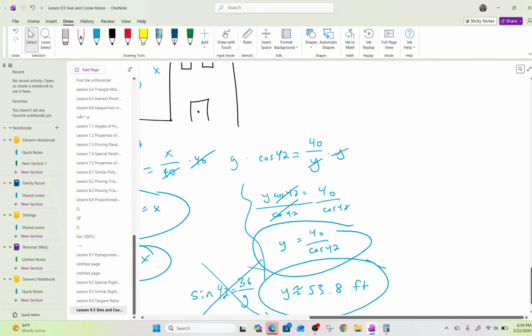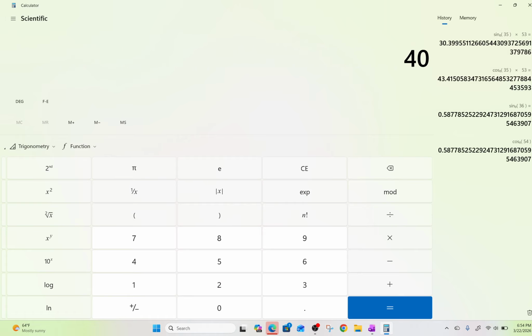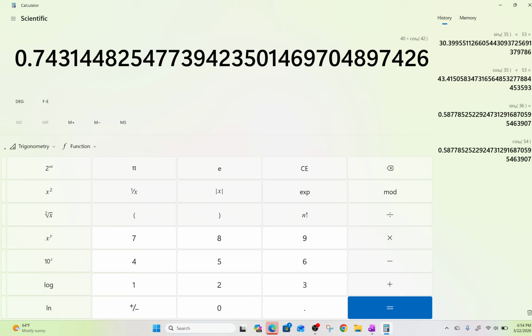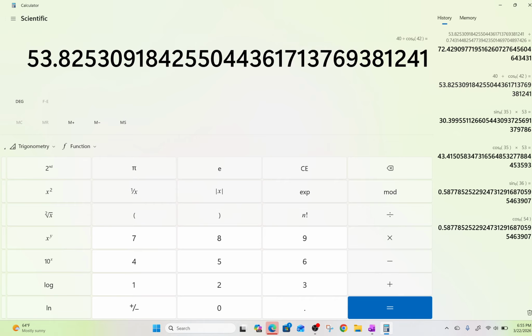Again, putting that into the calculator: 40 divided by the cosine of 42. Oops. Gotta go back here. Where'd it go? I hit enter one too many times. You guys can see on the right side is 53.882825. Over on the right side of the screen, that's this guy right here. Yeah, that's what we want. I'm sorry, I hit enter too many times on my calculator.